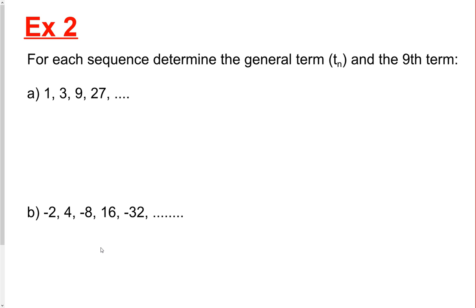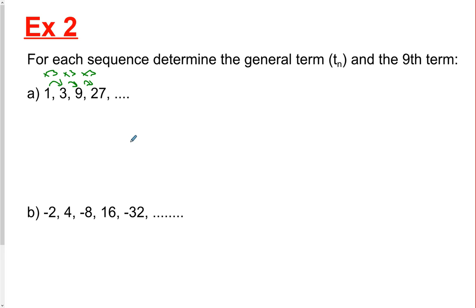So here's our second example, and in this case we're looking at trying to determine the general term and the ninth term for these sequences. Now I can tell they're geometric because it seems like they get multiplied by the same thing each time. So you might just look at this and go, oh, I can see right now just by looking at it that to go from there to there you're doing times 3, and to go from there to there you're doing times 3.